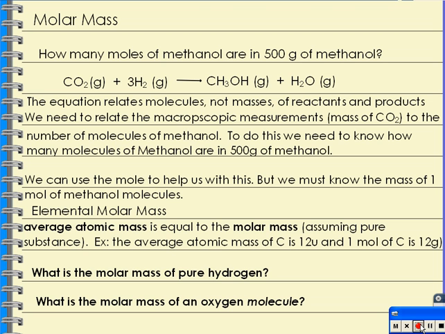An example of this: carbon is 12, and 1 mole of carbon has a mass of 12 grams. So what is the molar mass of pure hydrogen? Hydrogen being 1, it's 1 gram. Now let's look at the molar mass of an oxygen molecule. That's O2. Oxygen's atomic mass is 16, so we do 16 times 2, which gives us 32 grams.